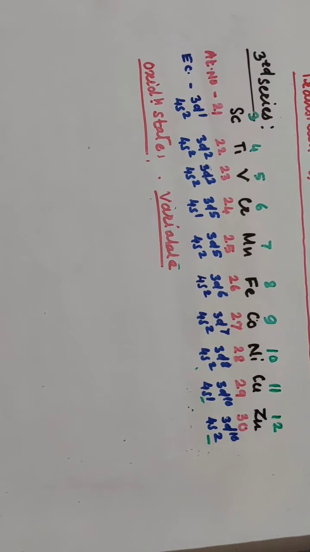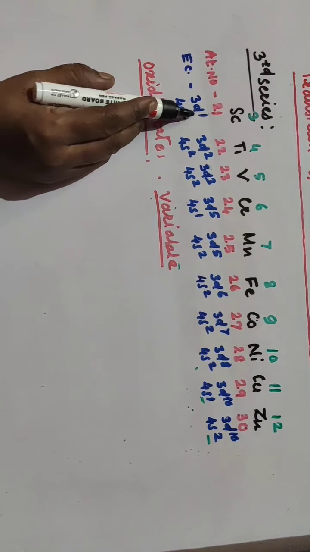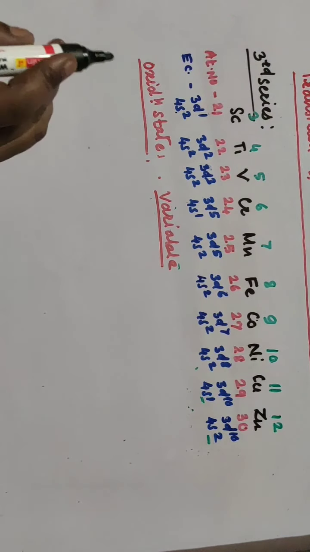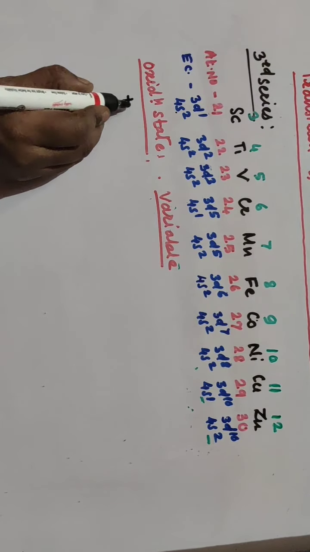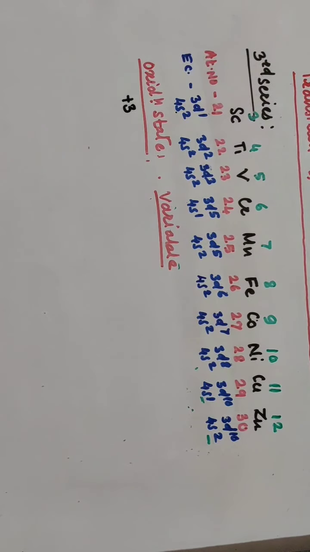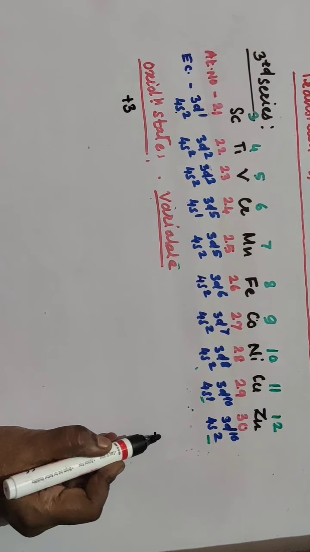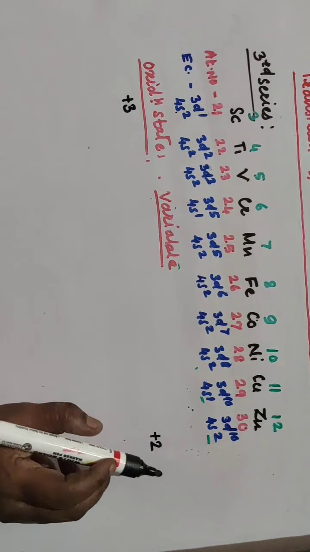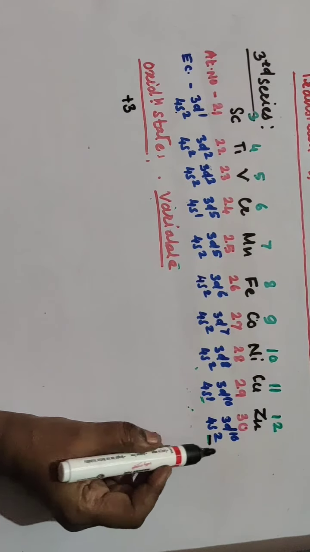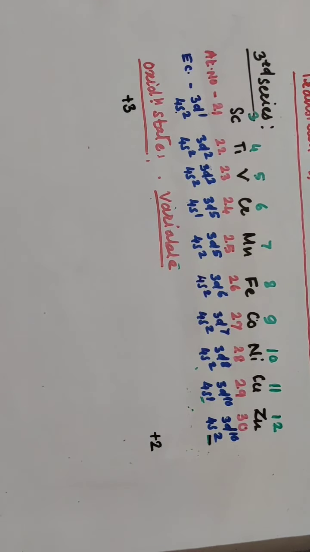If you consider the first one, scandium, then there are 2 electrons in the s orbital and 1 electron in the d orbital. So scandium can show +3 oxidation state, and it is a fixed one. If you consider the last one, zinc, then in case of zinc also, it shows only one oxidation state, and that is +2, because 2 electrons are in s orbital and d orbital is a completely filled orbital here. So it shows only one oxidation state, and that is +2, and it is a stable oxidation state.